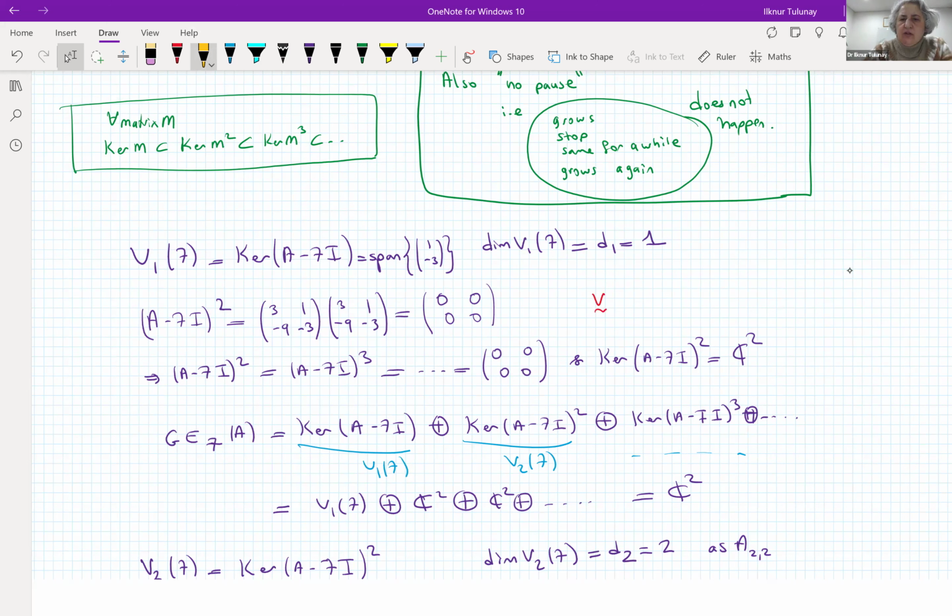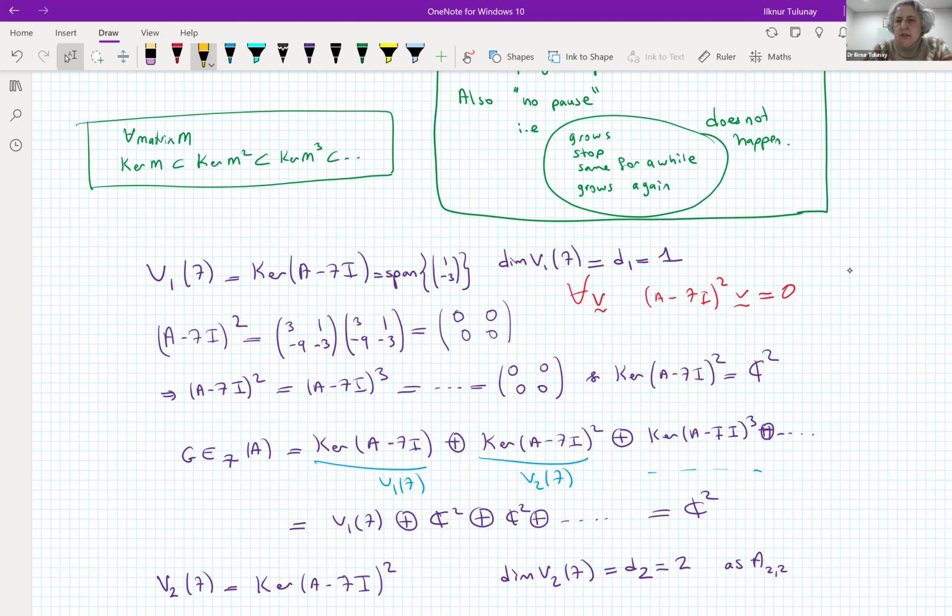What I'm trying to say here is that for any vector v, (A minus 7I) squared v is equal to 0. This implies this is always the case because the matrix itself is 0. So this matrix times any vector will be 0. So the kernel of (A minus 7I) squared will be the whole space.